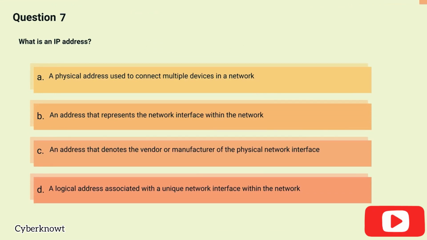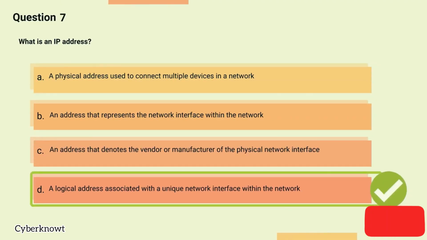Question 7. What is an IP address? Option A. A physical address used to connect multiple devices in a network. Option B. An address that represents the network interface within the network. Option C. An address that denotes the vendor or manufacturer of the physical network interface. Option D. A logical address associated with a unique network interface within the network. The correct answer is option D. A logical address associated with a unique network interface within the network.